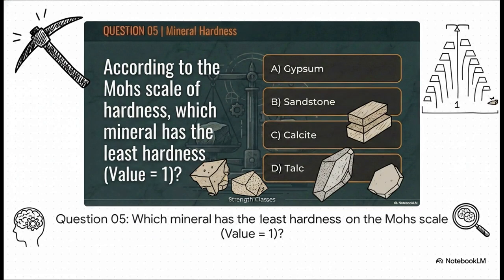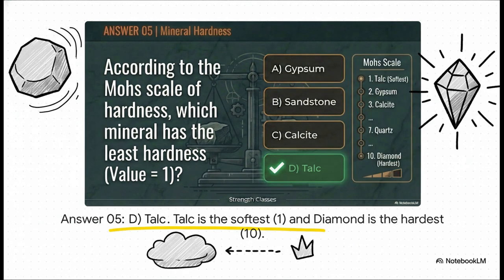Next up, a question from a topic that is almost guaranteed to show up on your exam, the Mohs scale of hardness. According to the Mohs scale of hardness, which mineral has the least hardness with a value of 1? Is it gypsum, sandstone, calcite, or talc? The answer is D, talc. Yep, it's the softest mineral on the scale, sitting at number 1. We're talking so soft you can literally scratch it with your fingernail.